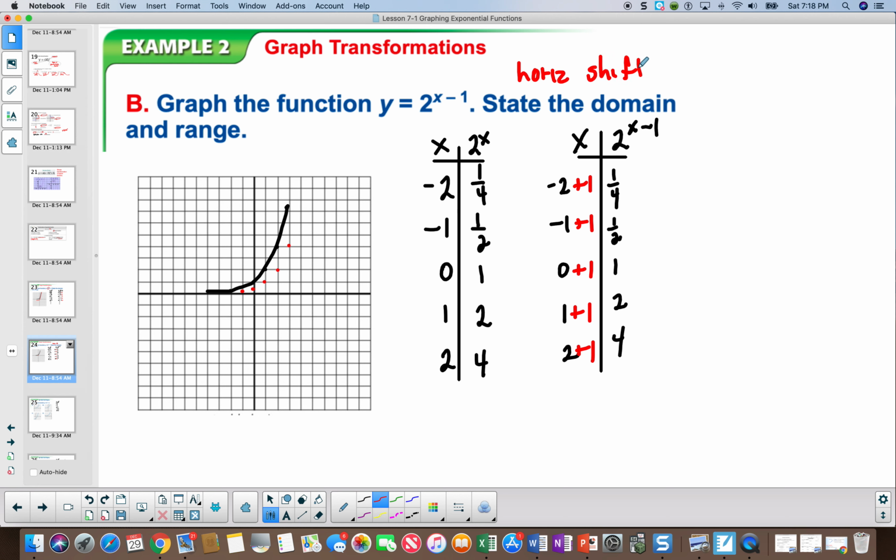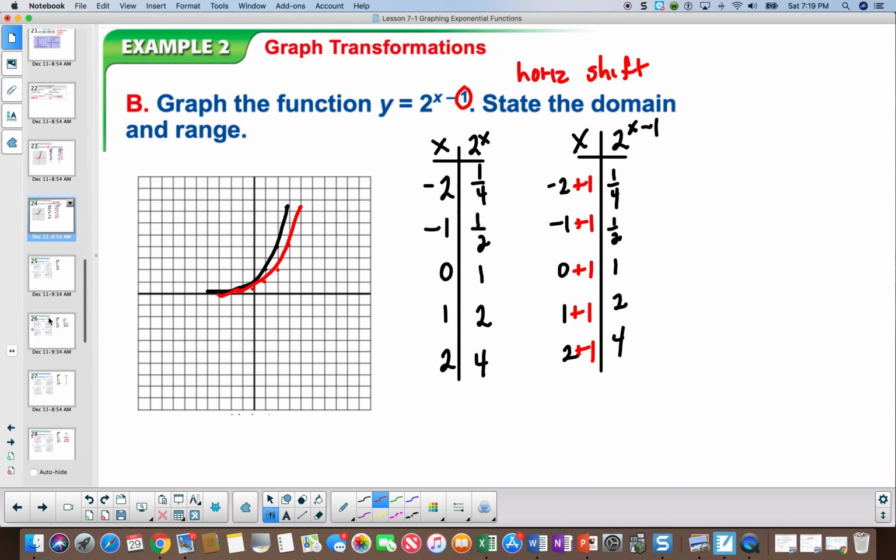In this case, because 1 is positive after the minus sign, it's going to be shifted to the right. So you're going to add 1 to each one of these. Again, I went ahead and added 1, and I graphed all these points. Then I'm going to connect the dots, and you can see every point has been shifted over 1 unit.